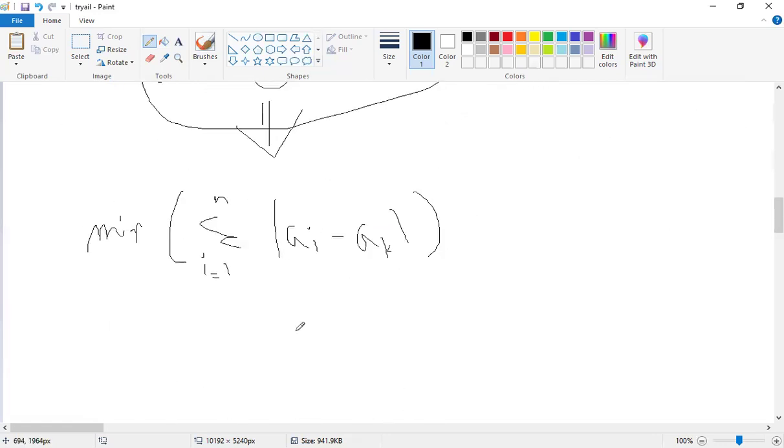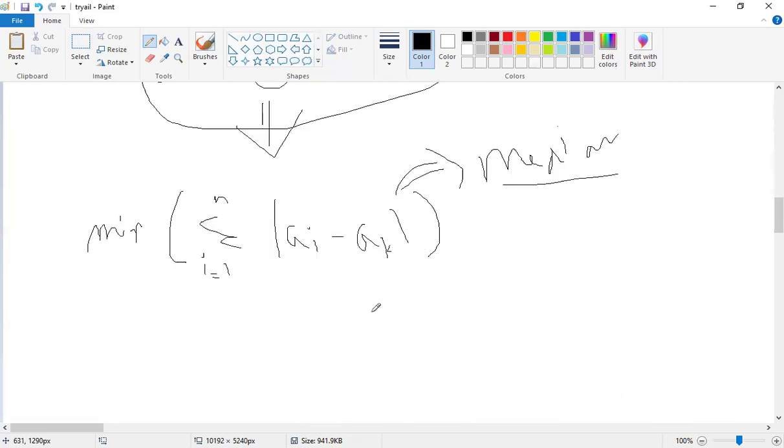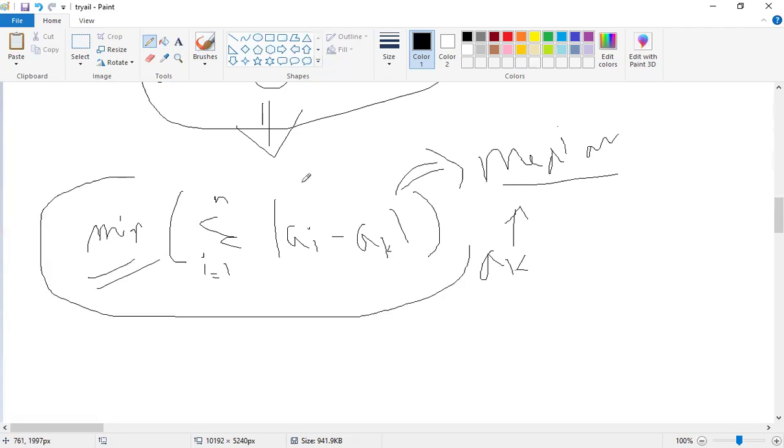Now this is where our median comes into the picture. This is particularly a property of the median. If you have a sequence like A1, A2, A3, and these are in sorted order, then if AK is a median, this value will be minimized. So basically, this is an inherent property of the median. If AK is a median, this whole condition will be minimized.